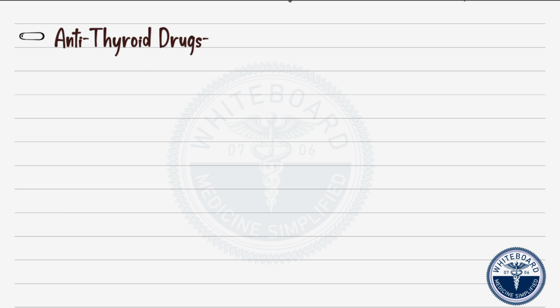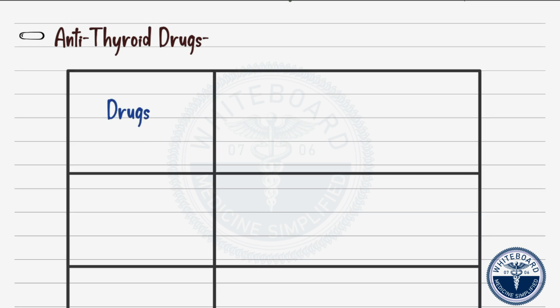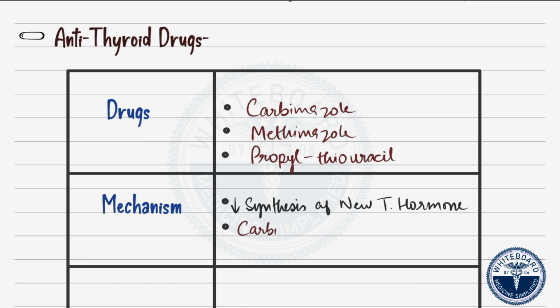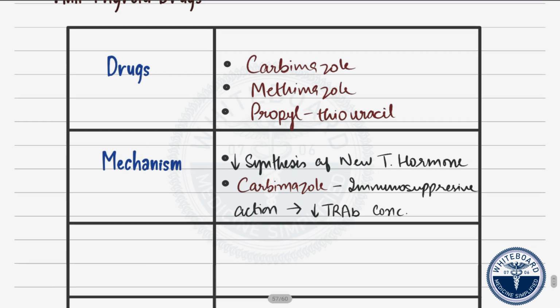And then the antithyroid drugs. The most commonly used are Carbimazole and its metabolite, Methimazole. Propylthiouracil is equally effective. These drugs reduce the synthesis of new thyroid hormone. Carbimazole may also have immunosuppressive action, leading to reduction in serum TSH receptor antibodies concentration.